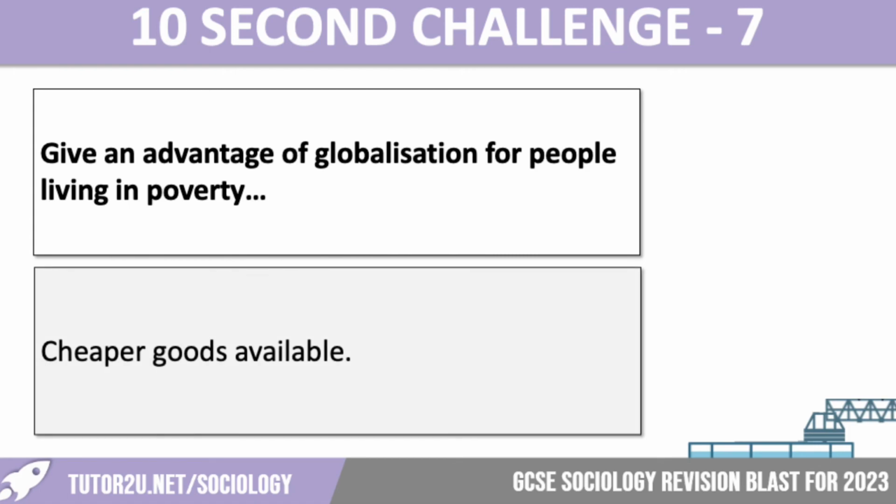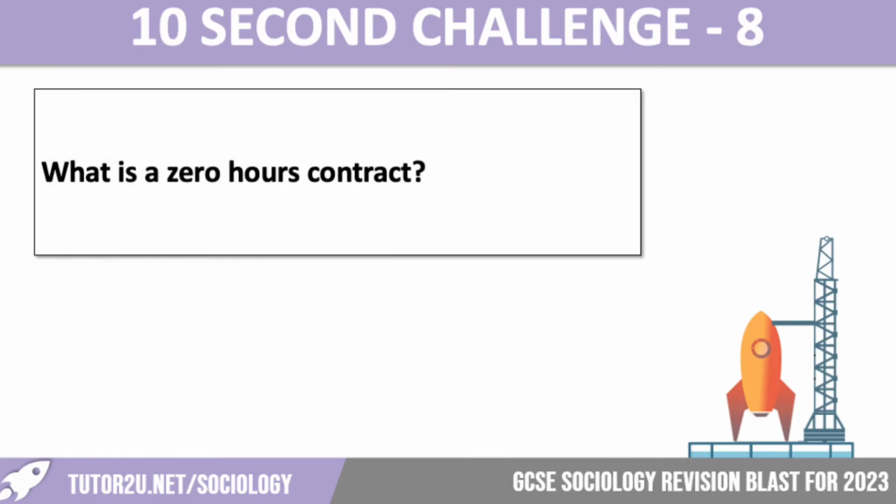So the biggest advantage is the fact that cheaper goods are available because they are being made more cheaply in other parts of the world. Therefore, the cost of those goods to buy is lower. Right, last 10-second challenge. What is a 0 hours contract?